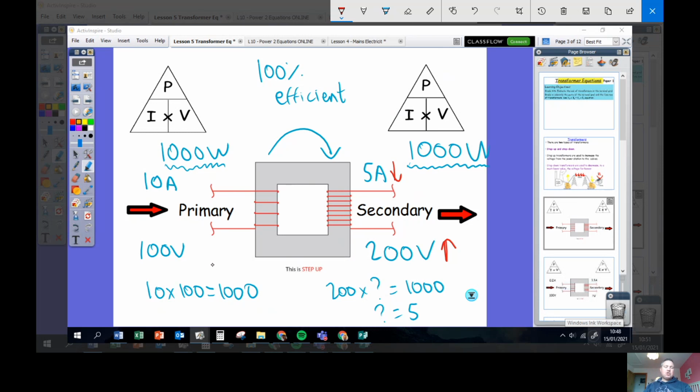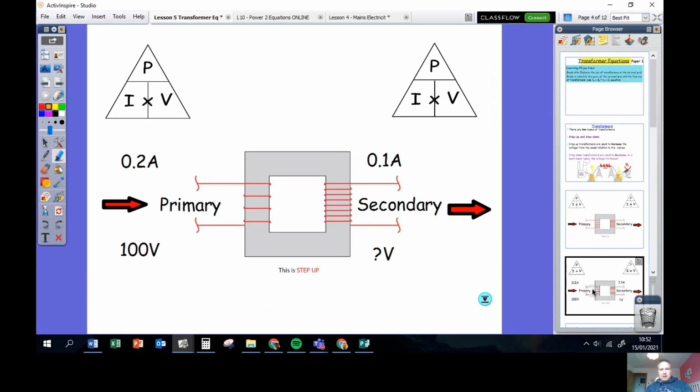So that transformer changed the voltage from 100 to 200. It changed the current from 10 to 5. That's a step up transformer, something which increases the voltage. So the sums you're going to have to do, just use this idea that the current times the voltage on the first side, the primary side of the transformer, always equals the current times the voltage on the secondary side of the transformer. So you might get a question which looks a little bit like this.